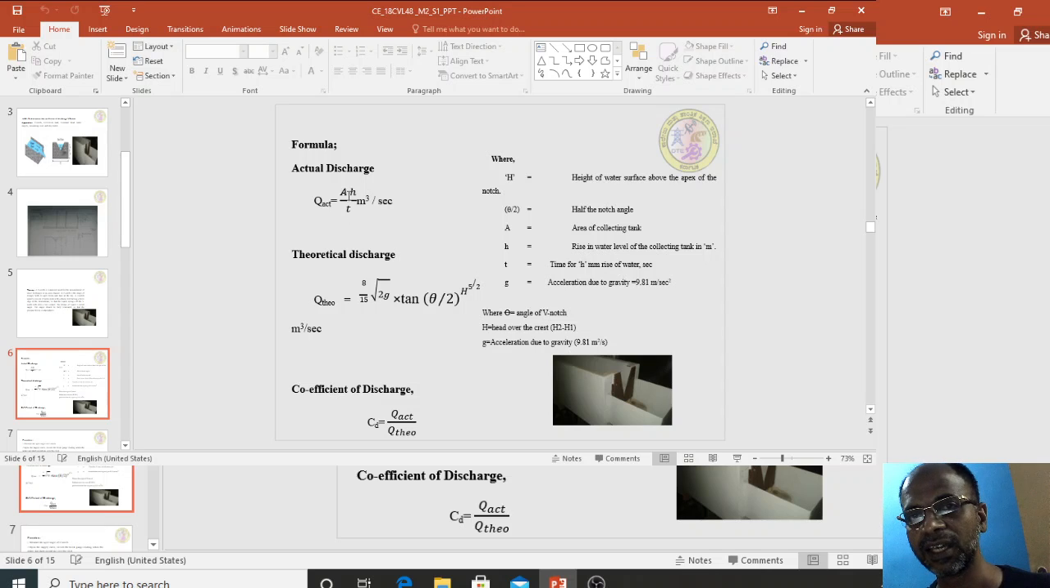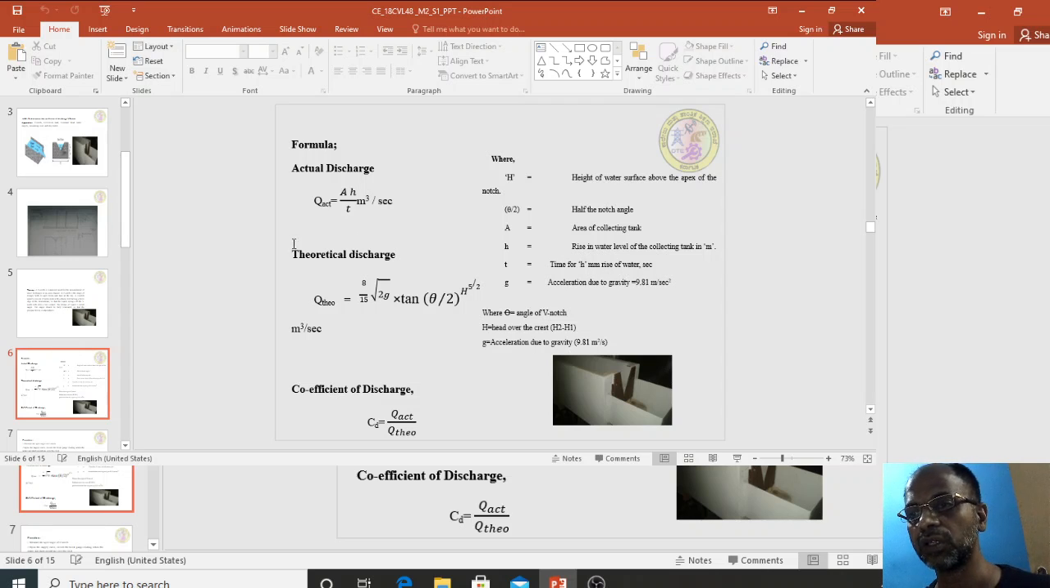As I said earlier, what is A, students? A is the cross-sectional area of the measuring tank, which is also called the collecting tank. The tank in which the water collects, or in which we measure the collected water, is called the collecting tank or measuring tank. H is the rise in the water level in the collecting tank. There is a piezometer, with the help of which we measure the height. T is the time for H mm rise in the tank, in seconds.